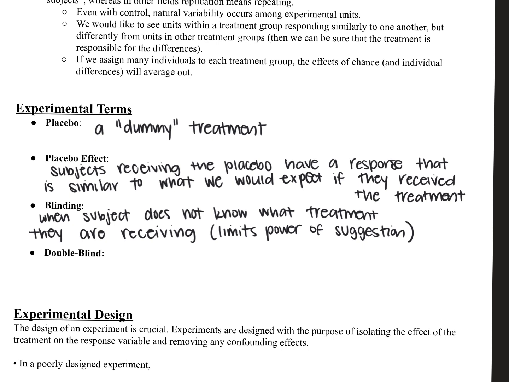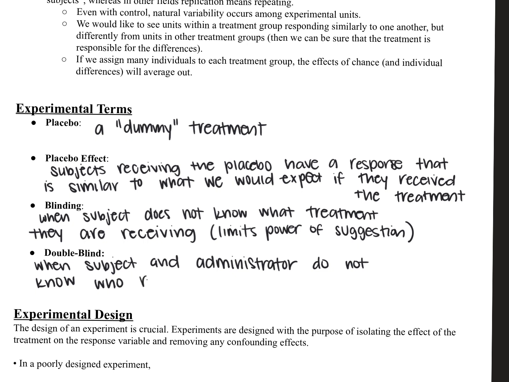There's also a double blind. It goes one step further. That's when the subject and the administrator do not know who receives the treatment.